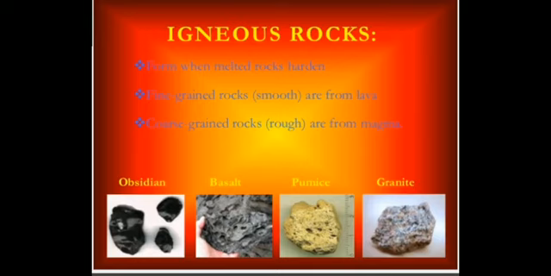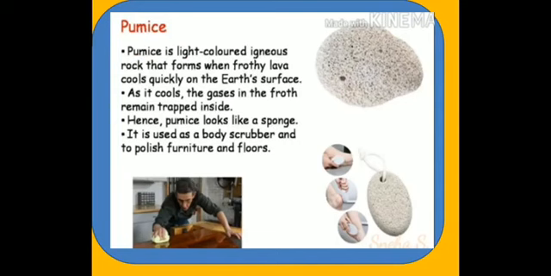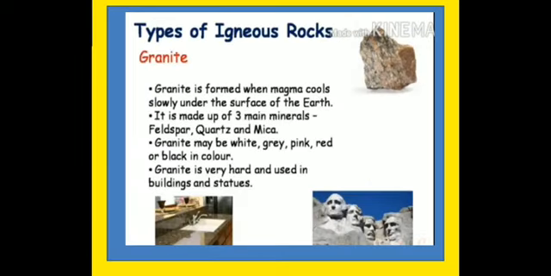So, these are some pictures of different types of igneous rocks. You can see here on my screen, obsidian, basalt, pumice and granite. Igneous rocks are of different types depending on how the magma cools. Sometimes magma cools slowly under the earth's surface, but sometimes it spills out through the cracks in the crust or rushes out from a volcano as lava. This lava cools quickly to form rocks.